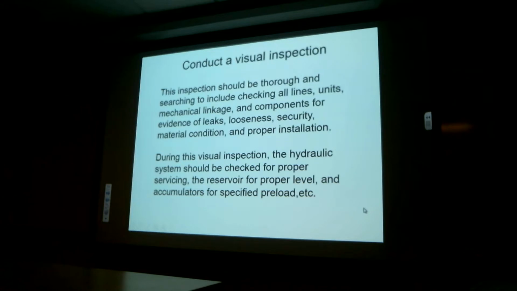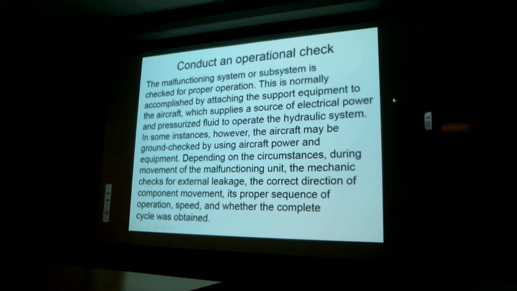Visual inspection. Inspection should be thorough and searching, to include inspection of all lines, units, mechanical linkage, and components for evidence of leaks, looseness, security, material condition, and proper installation. During this visual inspection, the hydraulic system should be checked for proper servicing, the reservoir for proper level, and the accumulators for the specified preload. So again, you're looking to verify that what is there is technically correct as best you can make it. So visual inspection is first.